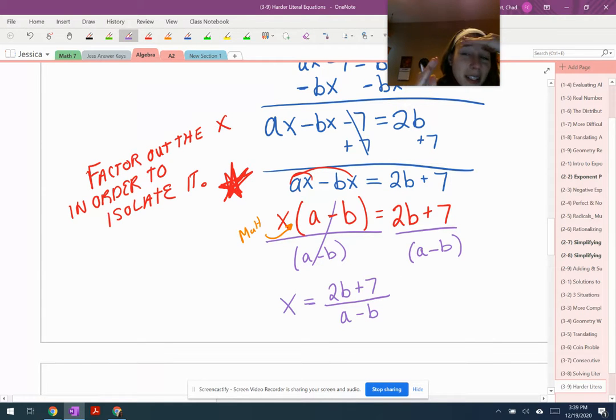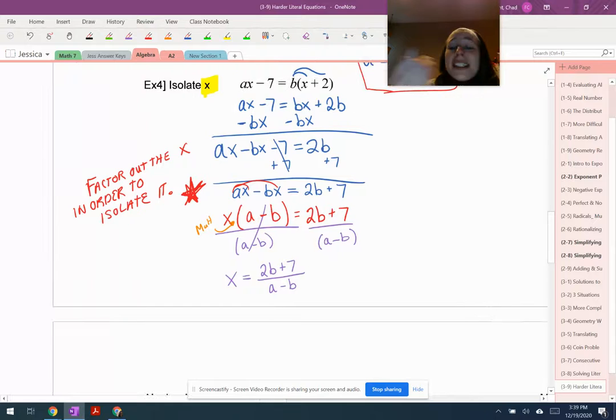And you might be thinking that you want to cancel those b's out, but you cannot cancel those b's out because there is addition going on both the top and the bottom, addition and subtraction, and not just multiplication. If it was all multiplication, then you could. If that was something like 2b times 7 divided by ab, then you could cancel those b's out because it's all multiplication within there. But because of this being addition and subtraction, we can't cancel the b's.